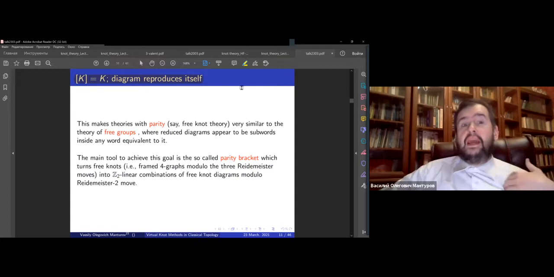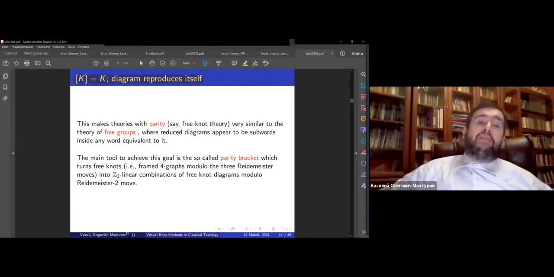So for me, being lazy, I don't like many coefficients and many polynomial invariants, but I want to have a formula like this. So I want to have an invariant valued in graphs. And this formula will mean that if we have some graph which is complicated enough, then it realizes itself or reproduces itself. Meaning that if we have a graph, then we can construct a sort of bracket, which is similar to my parity bracket. If you haven't heard, I will repeat it.